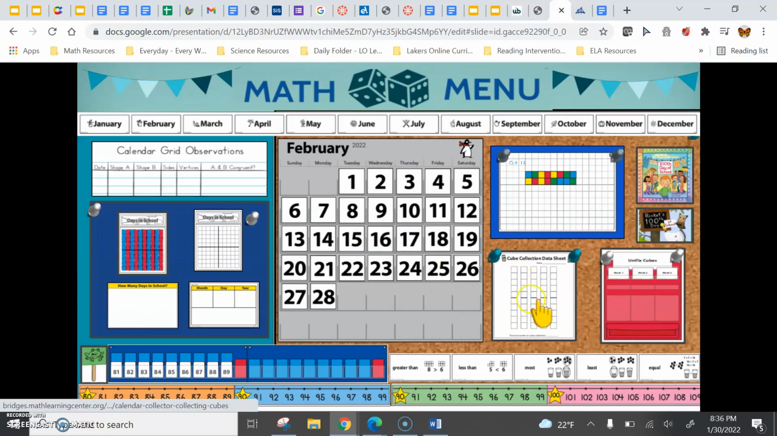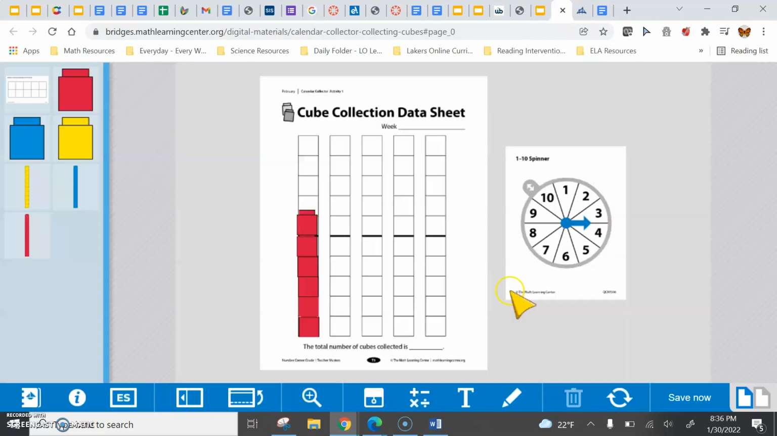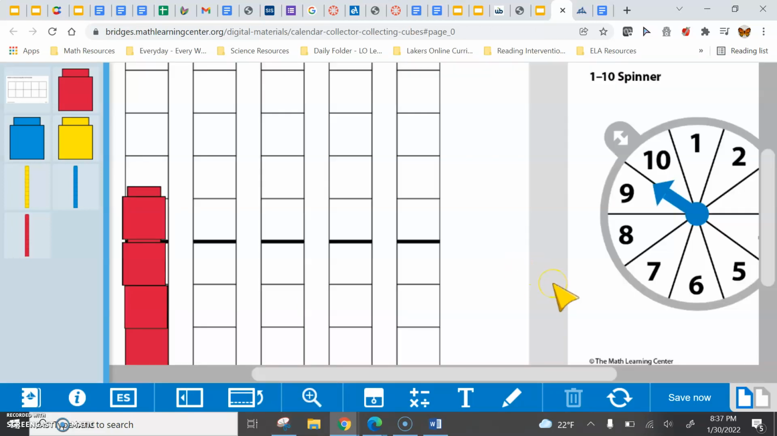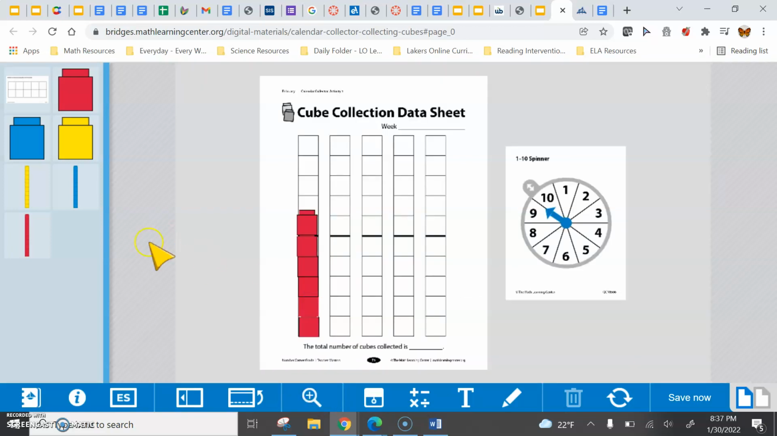We're going to add another cube to our collection. Ooh, let's see. Wow. Ooh, this time we're adding 9 cubes, not just 1 cube, 9 cubes to our collection. Wow. Let me make it a different color so you can see the 9.